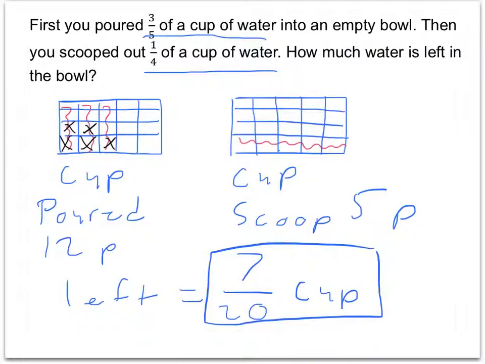So there's our answer. Right? So we started off by drawing our two fractions, 3/5 and 1/4. We noted that the pieces were not of the same size, and so we got equivalent fractions by making all the pieces of the same size. And so we said we poured in 12 pieces, we scooped out 5 pieces. When that was done, we were left with 7 pieces. We had 20 pieces in the whole, and so there's our answer, 7/20ths of a cup.